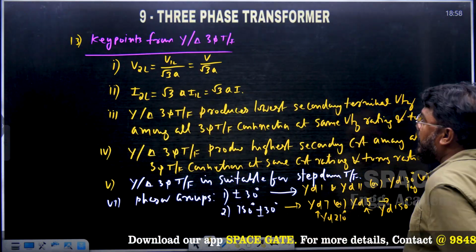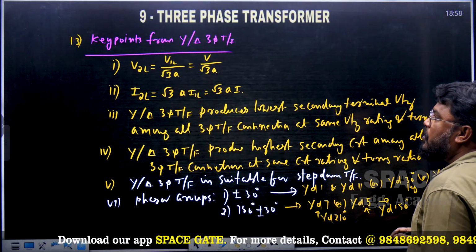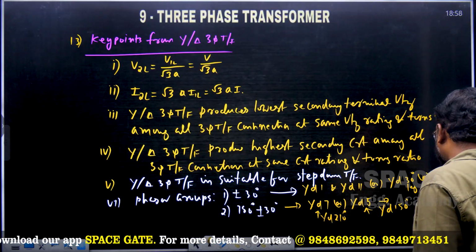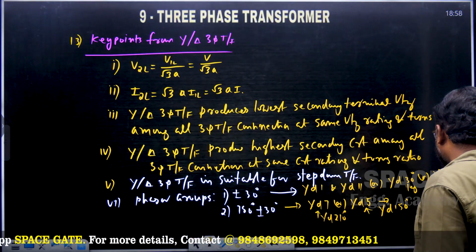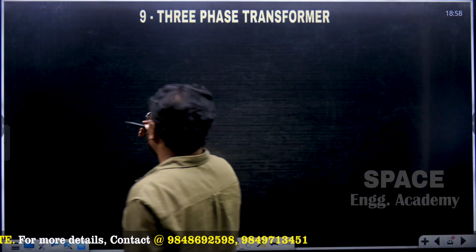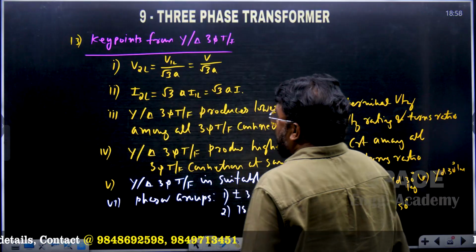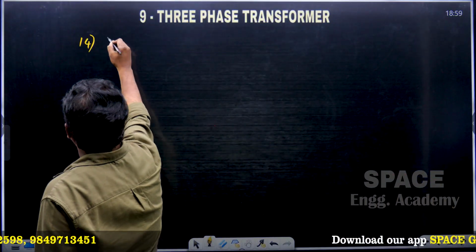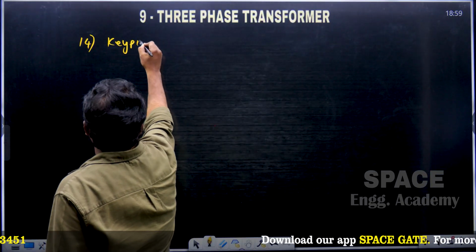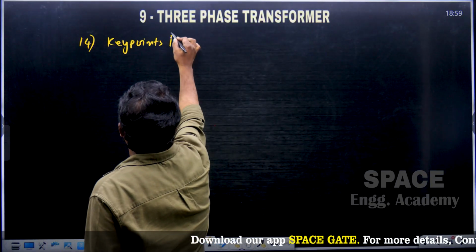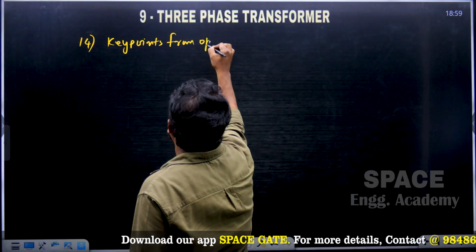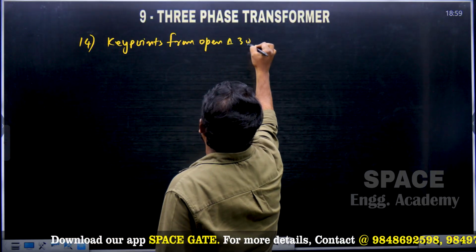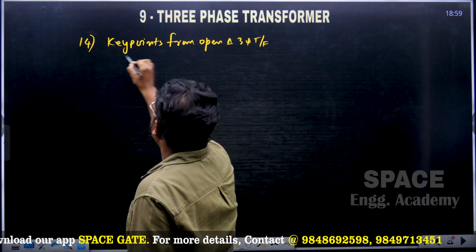And next one, observation, key points from the open delta three phase transformer, questions are asked. Well, there are two questions. So next observation, next short notes, that is the 14th point here, key points from the open delta three phase transformer.